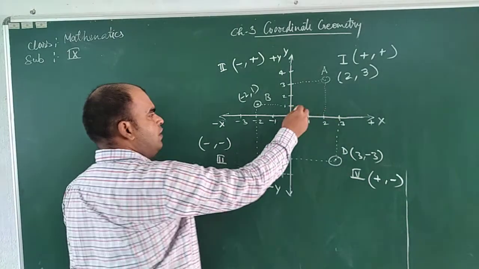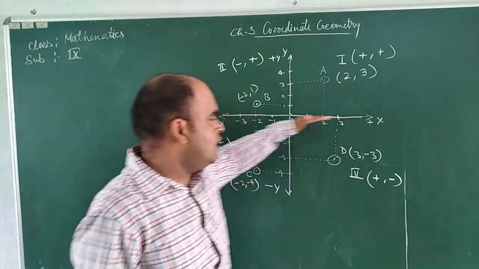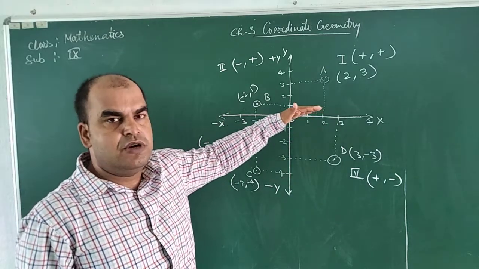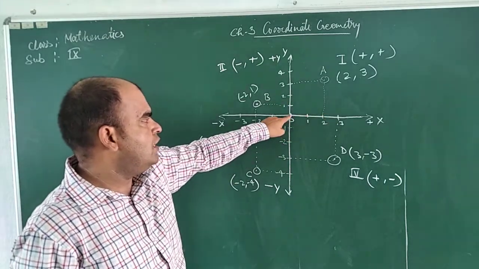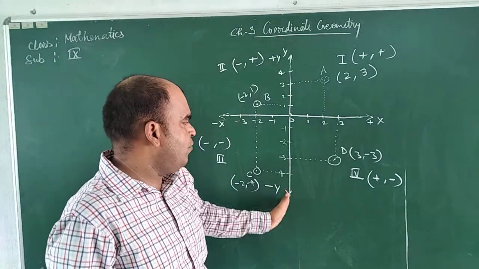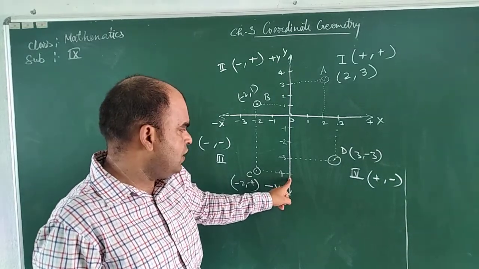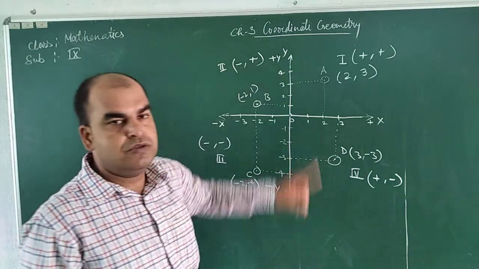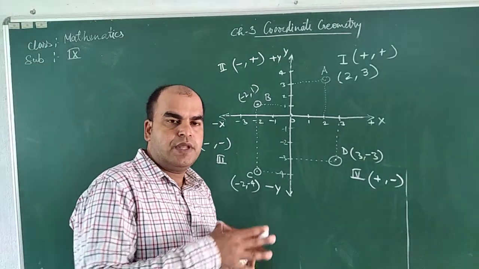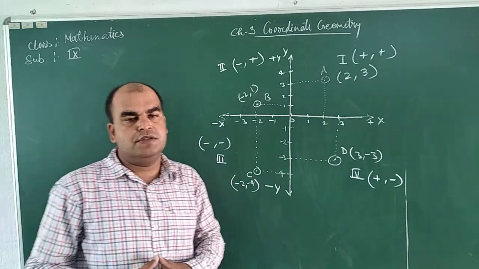If any coordinate is situated here, remember one thing: on the x-axis, this horizontal line, every point of the x-axis has y equal to 0. Here also y equal to 0, here also y equal to 0. Similarly, on the y-axis, any point of the y-axis has x equal to 0. At this point x equal to 0, x equal to 0. Sometimes you have points which are not in any quadrant; they lie on the negative x-axis, positive x-axis, positive y-axis or negative y-axis.